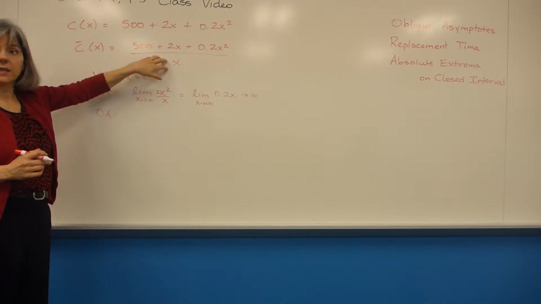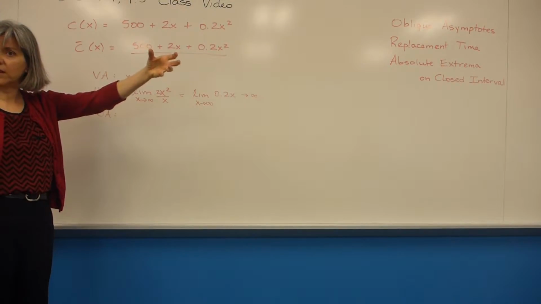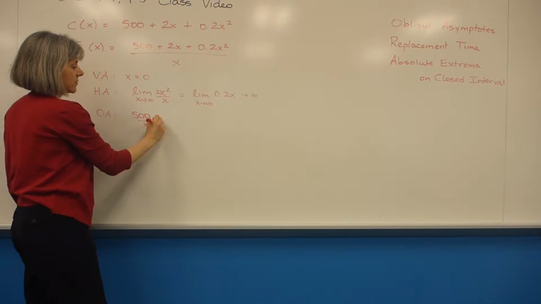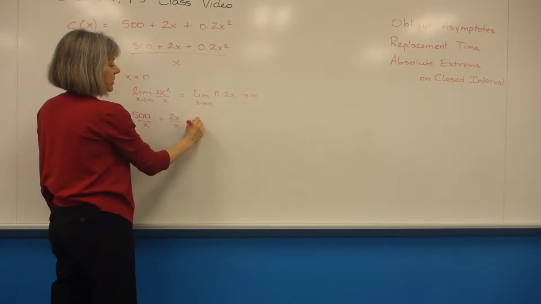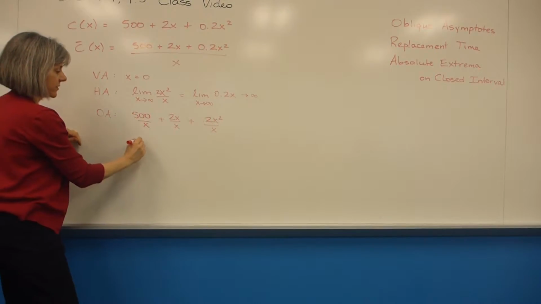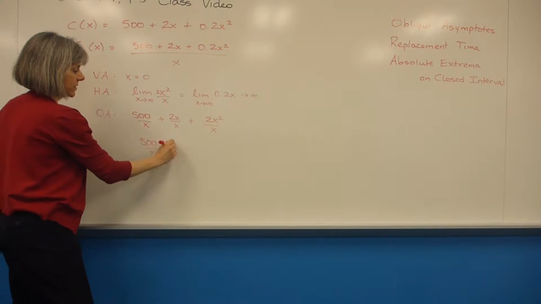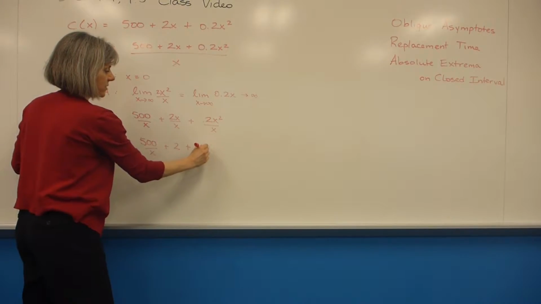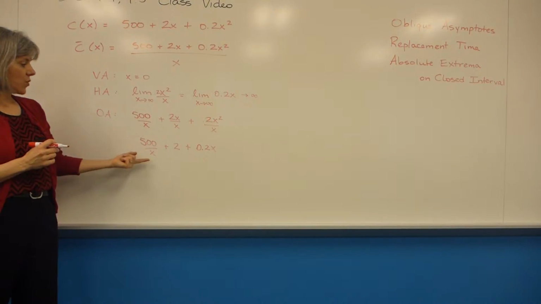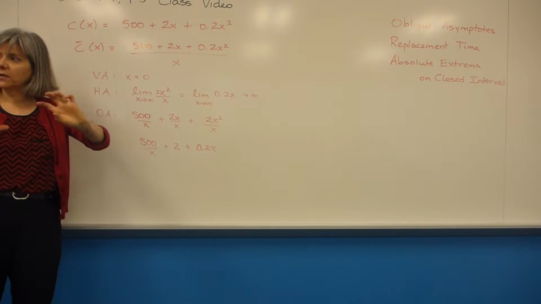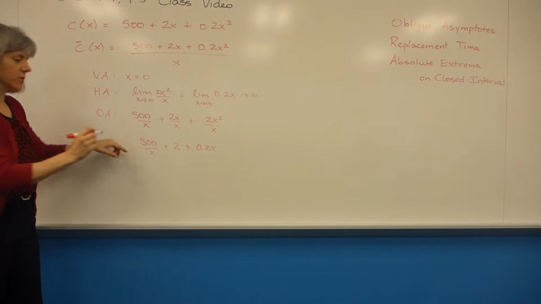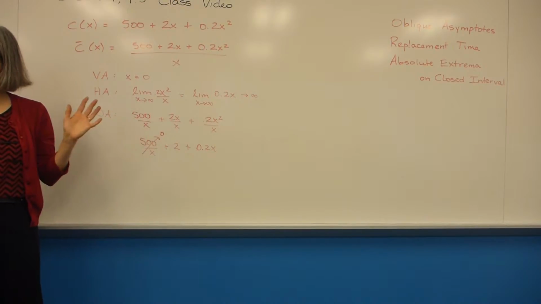For oblique, go ahead and separate this out into individual fractions. So we'll have 500 over x plus 2x over x plus 0.2x squared over x. So 500 over x plus 2 plus 0.2x. Again, oblique and horizontal is all about x getting really big. So as x gets really big, what happens to this term? It gets smaller and smaller. This one ends up going to 0. As x gets really big, I can ignore that one.